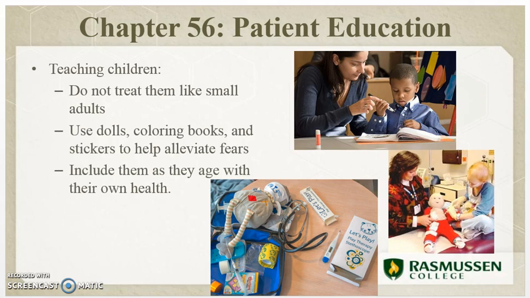Now, as children do get older, they should be included in the discussions and the decisions about their own personal health. Typically we say that children around age 13 are able to start making sound decisions, and at 17 they become emancipated minors, so they can actually make their own medical decisions at that point.